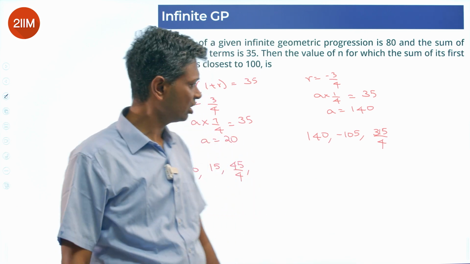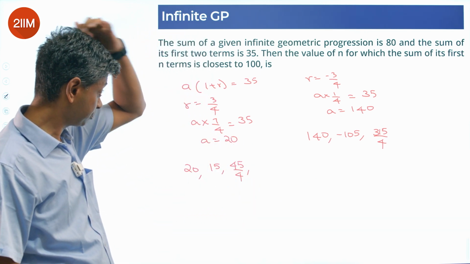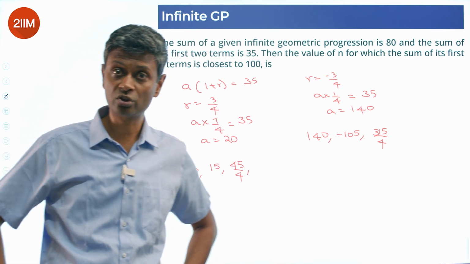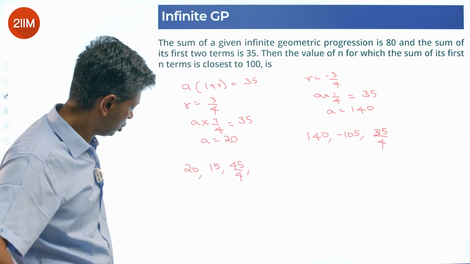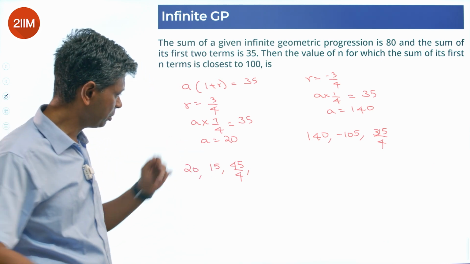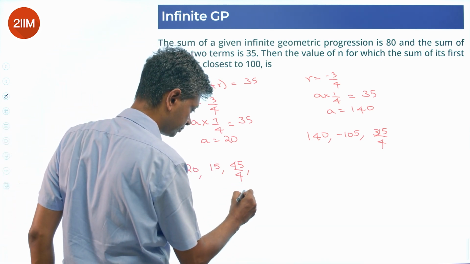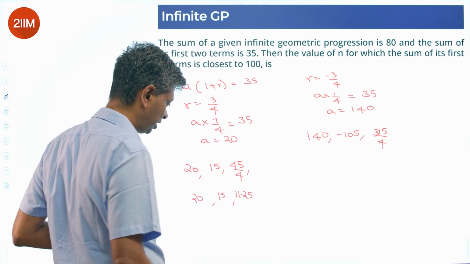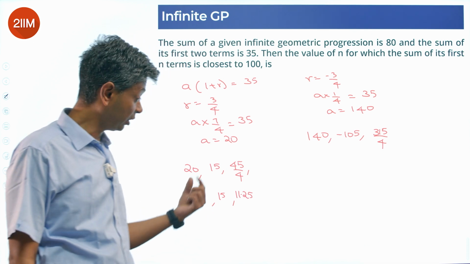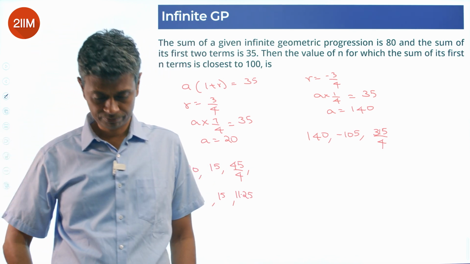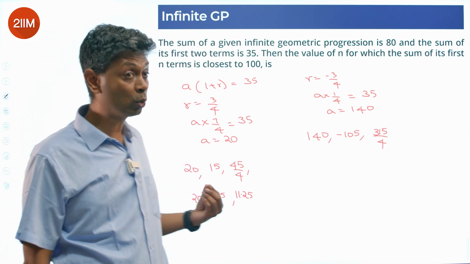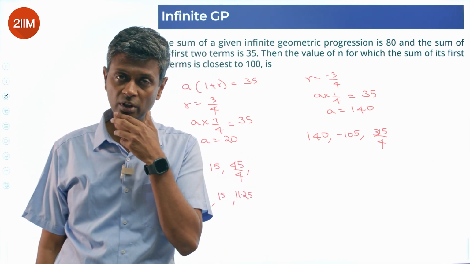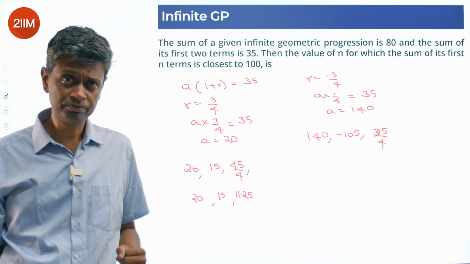Nice, brilliant. So somewhere we want to find the value of n for which the sum of its first n terms is closest to 100. So when will this become closest to 100? 45 by 4 is 11.25. 20 plus 15, 35, plus 11.25, 46.25. I have 54 more remaining. Remember, it's a diminishing sequence. The first three terms add up to 46.25.